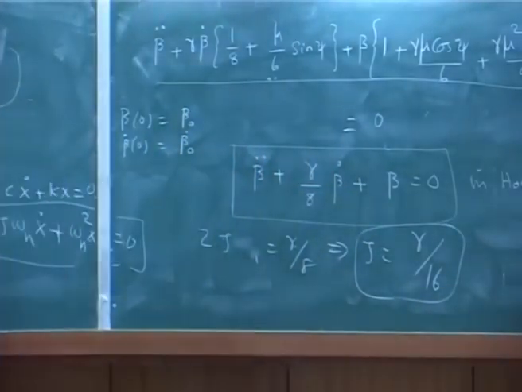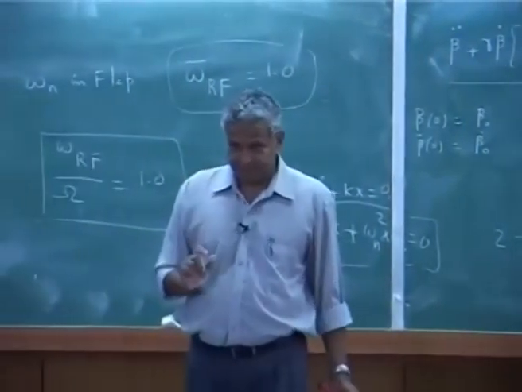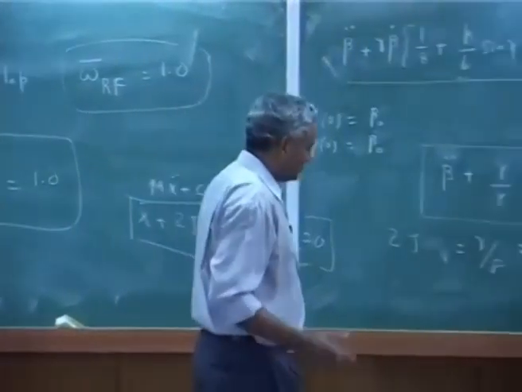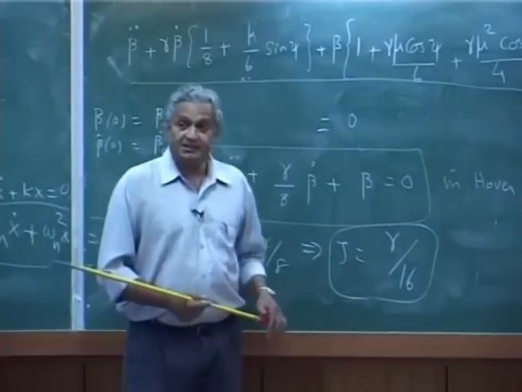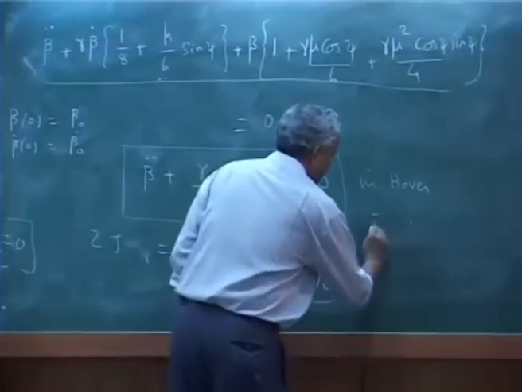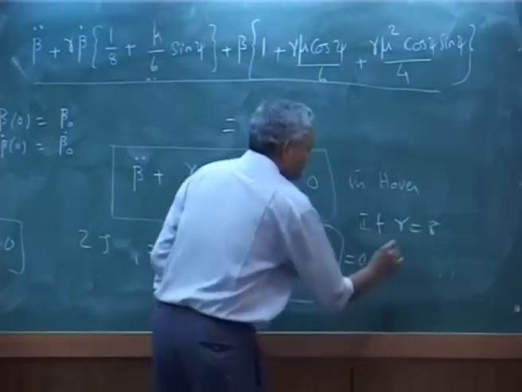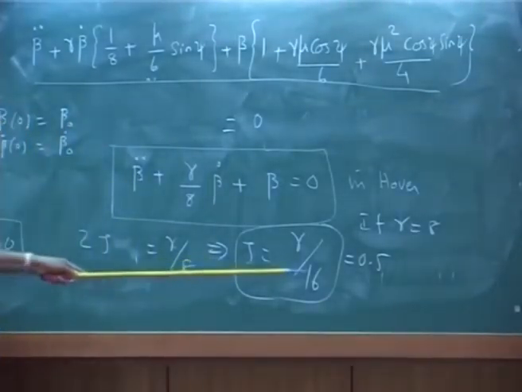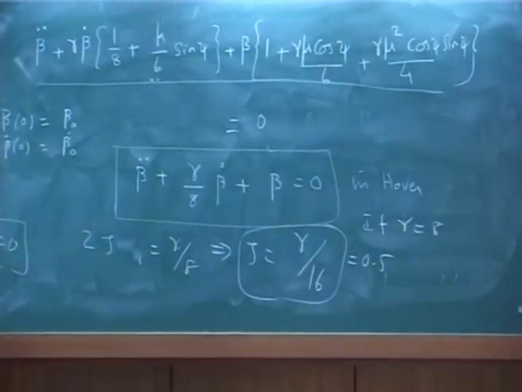What is zeta in the vibrating circuit? That is the damping ratio. If you have gamma of the order of 8, sorry, not 0.8, gamma is of the order of 8, then zeta is 0.5. If gamma equals 8, zeta is 0.5. This damping ratio of 0.5 is high damping. Very high damping.